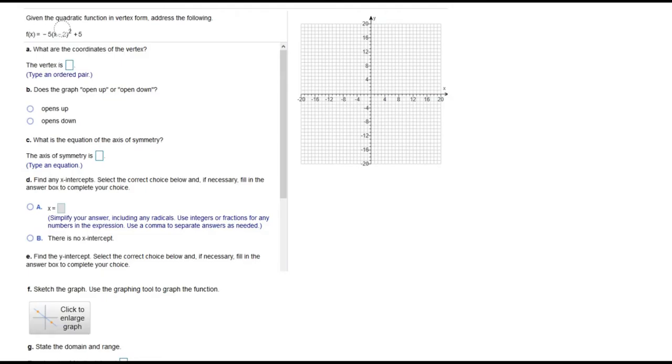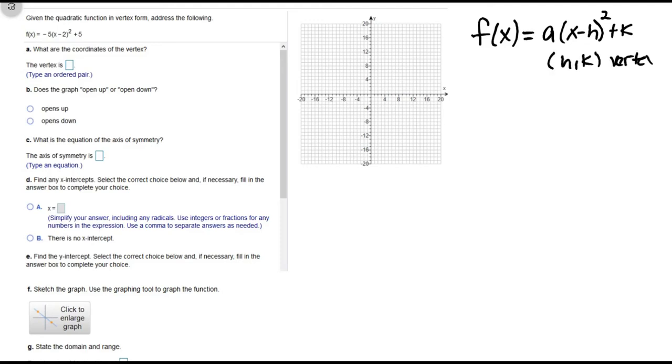This question says, given the quadratic function in vertex form, address the following. We have a bunch of parts to work through here. Our function is f of x equals -5 times (x minus 2) squared plus 5, and this is in vertex form. Vertex form is when you have f of x equals a times (x minus h) squared plus k. In that ordered pair, (h, k) is the vertex.